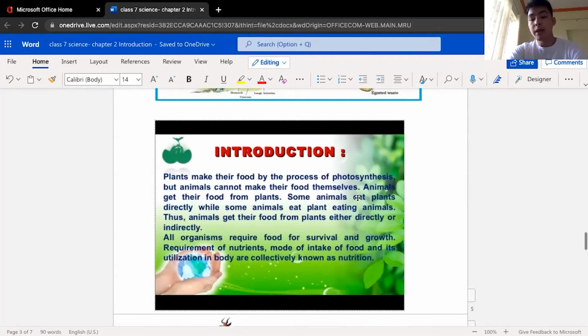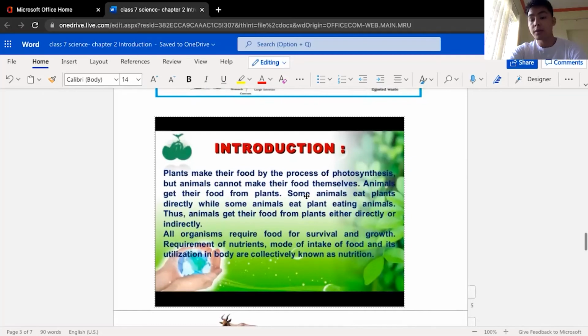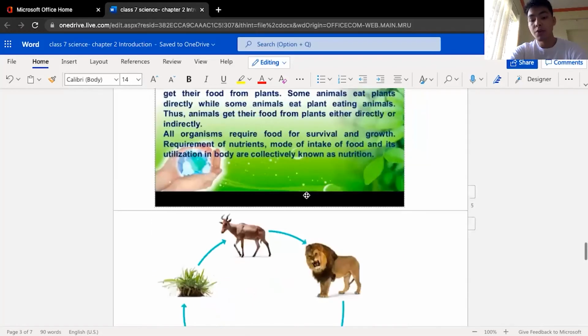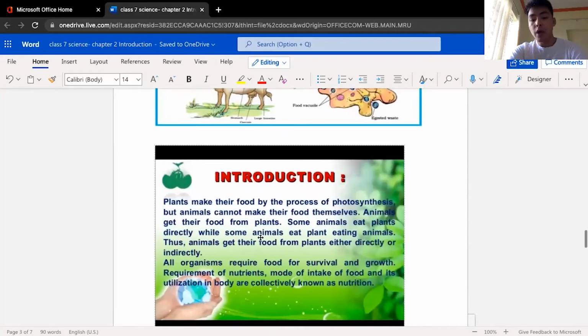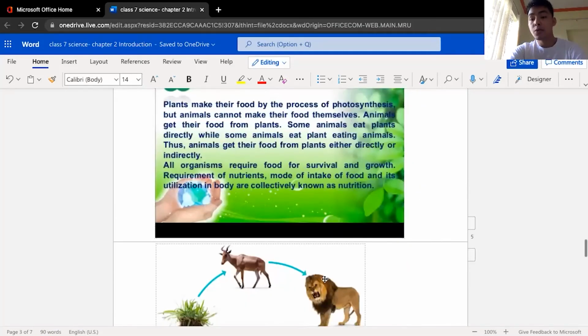Yeah. Some animals eat plants directly, while some animals eat plant-eating animals. Thus, animals get their food from plants either directly or indirectly.